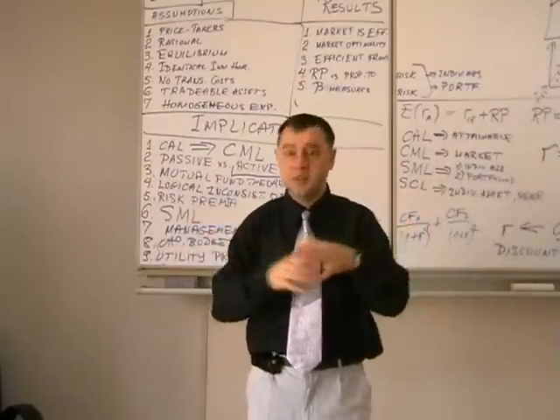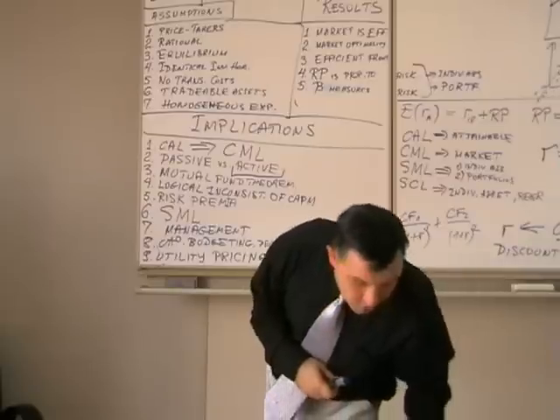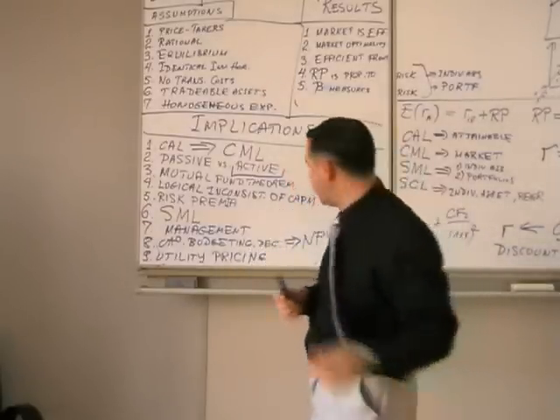All right, is this clear? All right, let's see what else we get. All right, so we have capital asset pricing models.